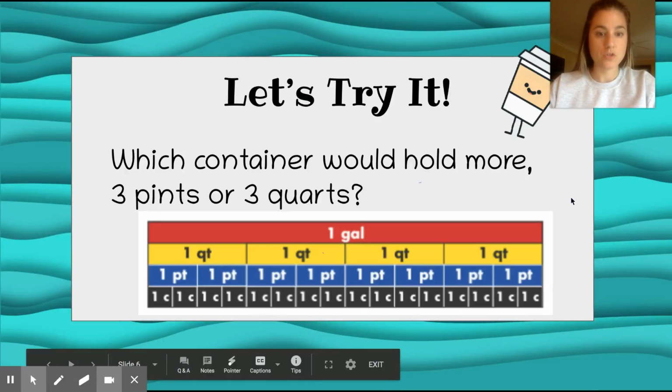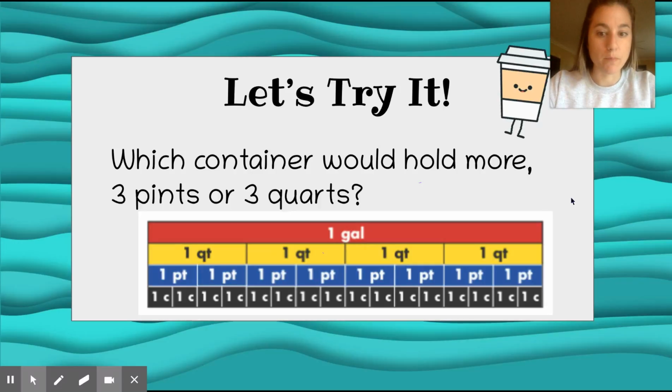Okay, so which container would hold more, 3 pints or 3 quarts? Well, let's see how much space they take up. So 3 quarts goes all the way to here. 3 pints doesn't really even fill up 2 quarts. So 3 quarts would hold more liquid.